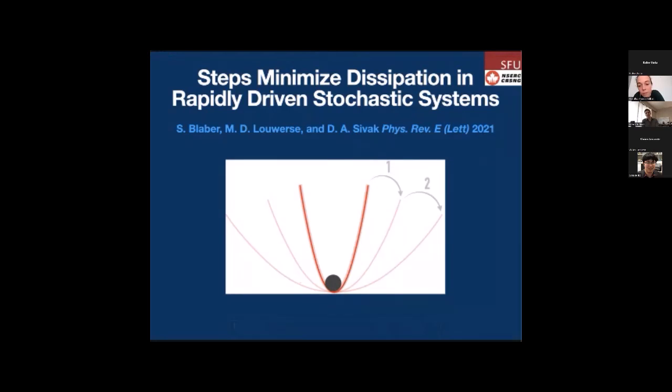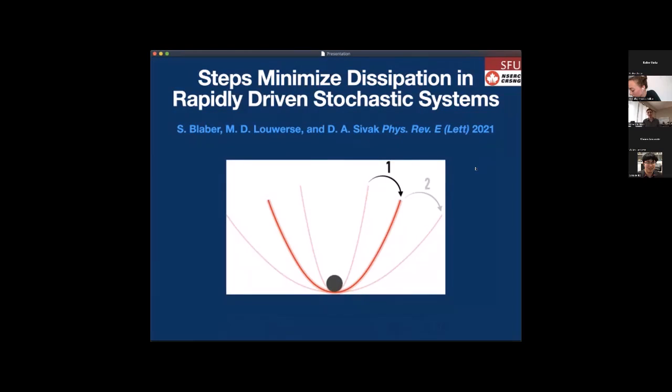All right, so what I'm going to be discussing today is how steps minimize dissipation in rapidly driven stochastic systems. And this is going to apply in general, but I want you to keep in mind this model system that I have shown here, which is that of a breathing harmonic trap.